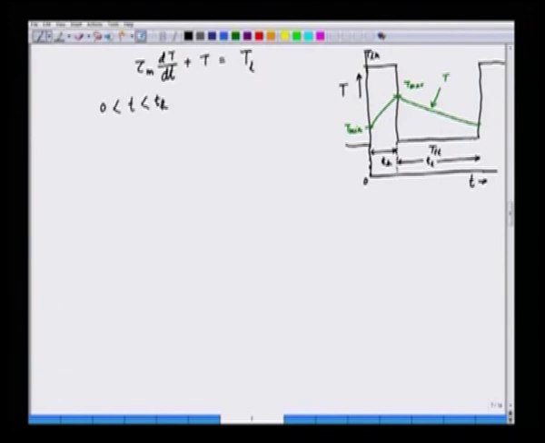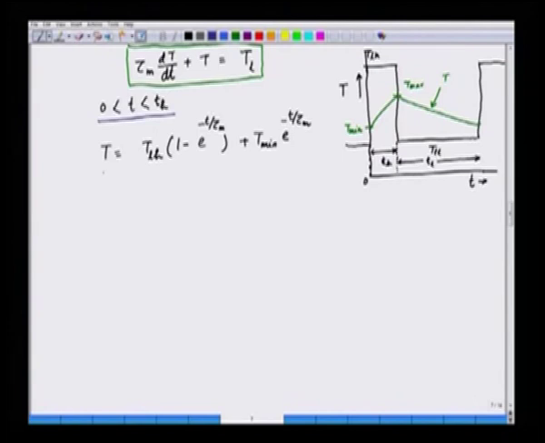So, what is the solution of this equation? The solution of this equation, T is equal to, the final value will be TLH into 1 minus exponential minus T by tau m plus the initial value is T minimum exponential minus T by tau m. So, this is the solution of the above differential equation between 0 to Th.